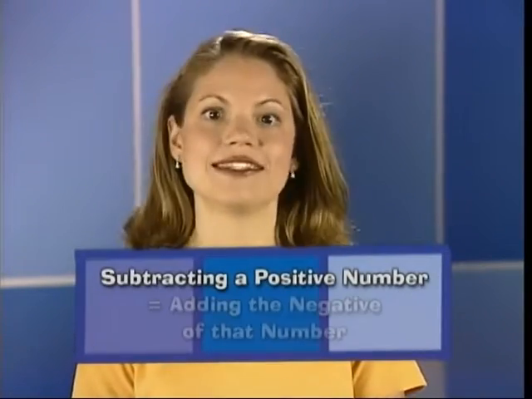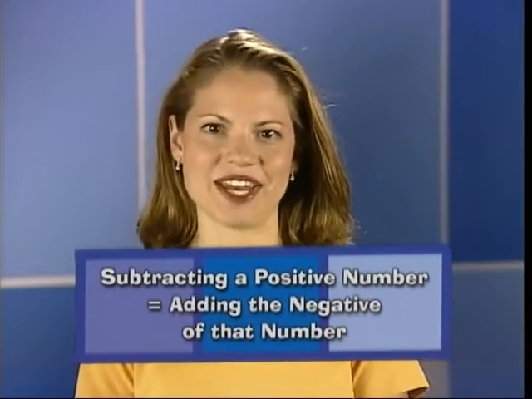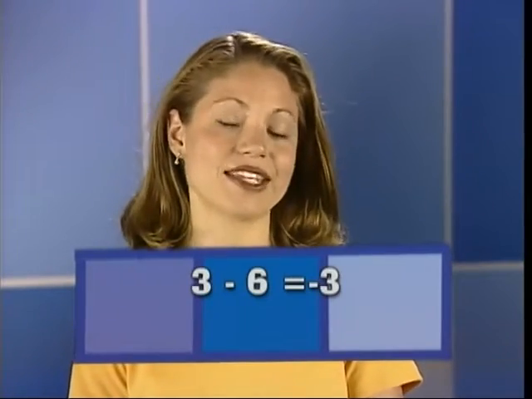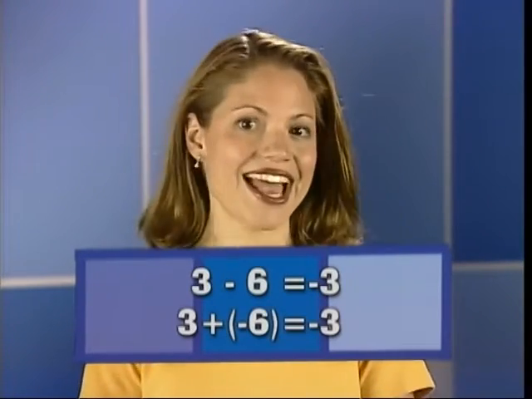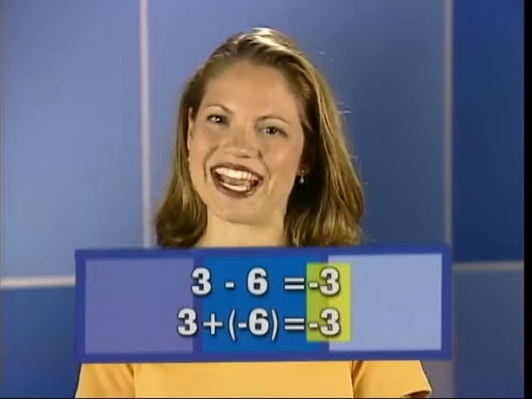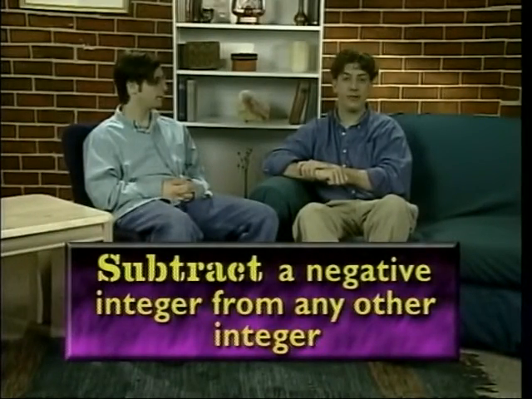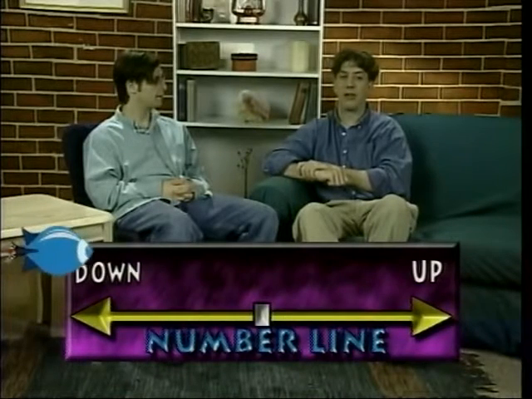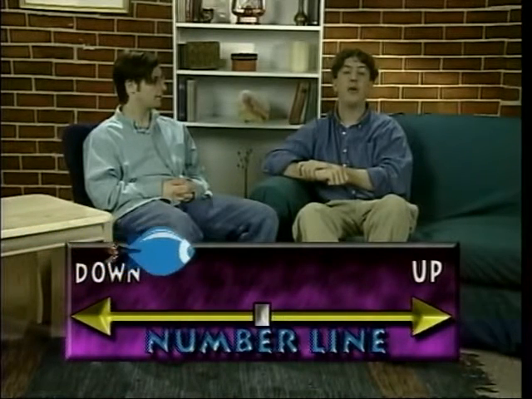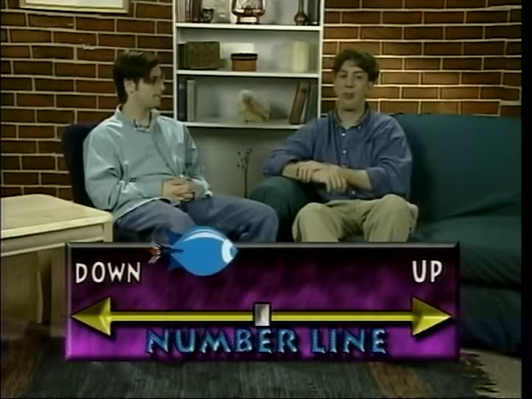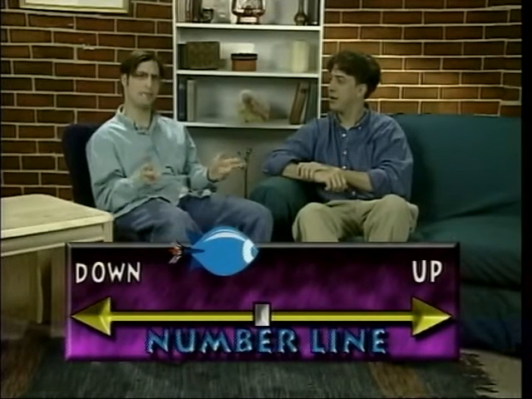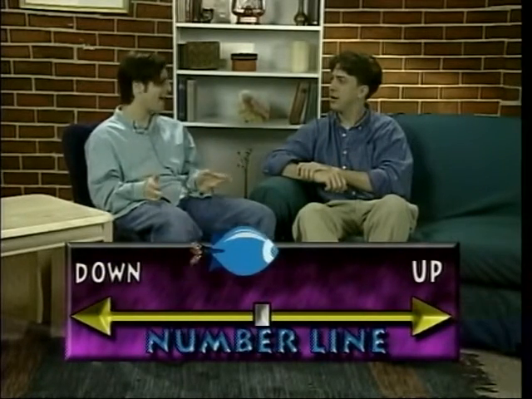Here's a quick reminder that subtracting a positive number is the same as adding the negative of that number. So 3 minus 6 gives you the same answer as 3 plus -6. They both equal -3. When you subtract a negative integer from any other integer, you will be moving up the number line. That's right. Even though we're subtracting, we're moving on up. To a deluxe apartment in the sky.